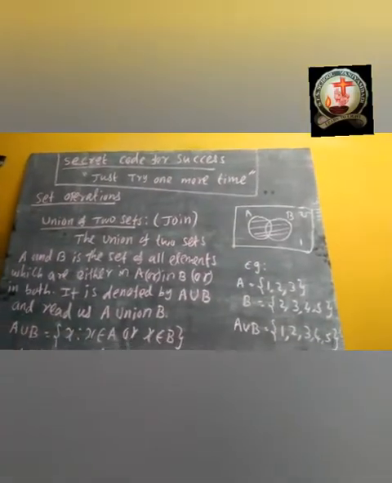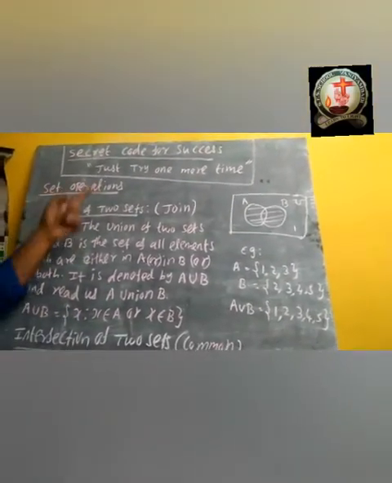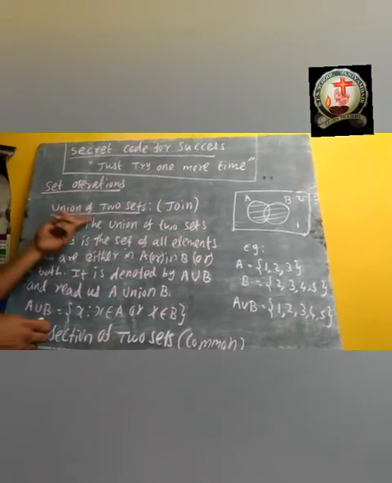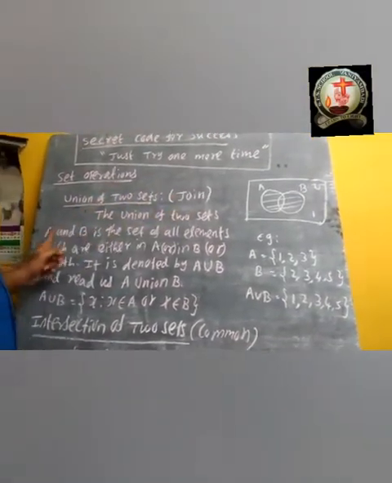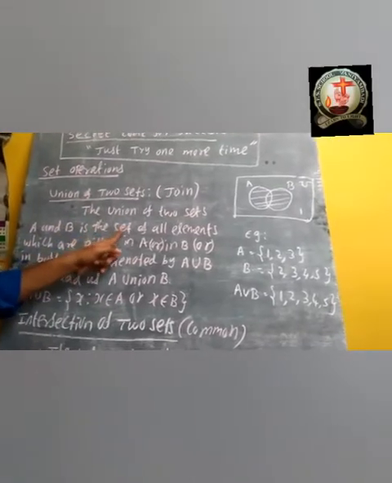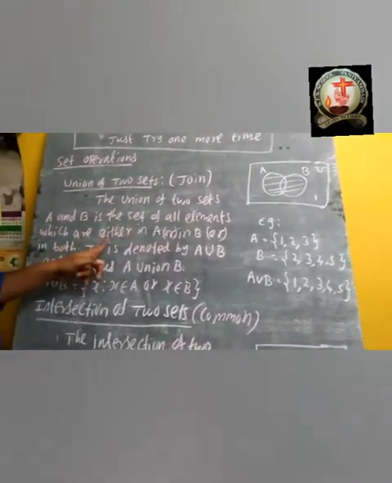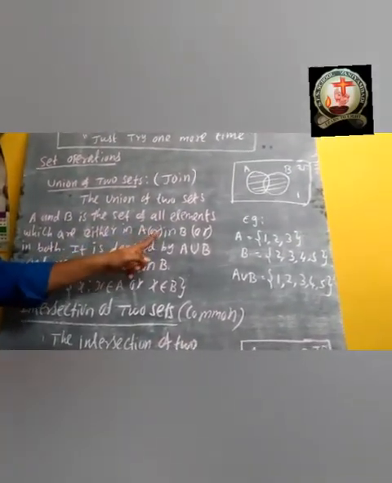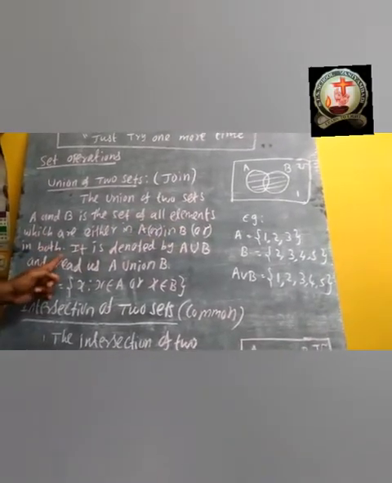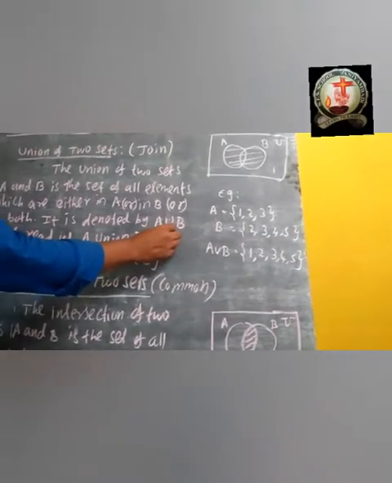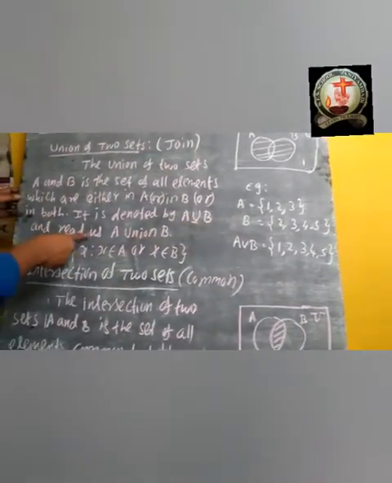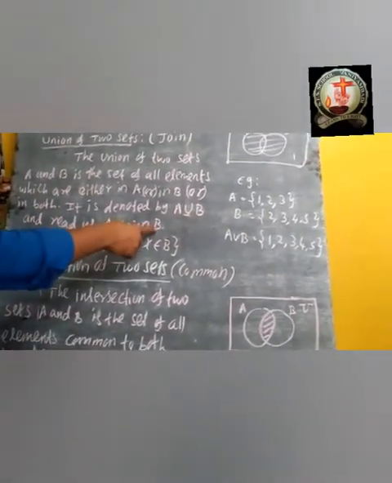Okay. Now we will go to the sums. Set operations. The first is union of two sets. The union of two sets A and B is the set of all elements which are either in A or in B or in both. It is denoted by A union B. This symbol is called union and read as A union B.